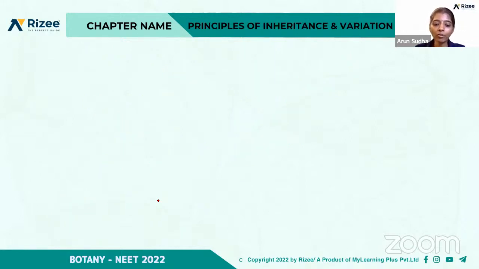Then the percentage of heterozygous individuals obtained from selfing of Rr, that is a heterozygous individual, is 100, 75, 50, or 25. So what is the percentage of heterozygous individuals that you will obtain from this? Yes, 50 is the right answer.